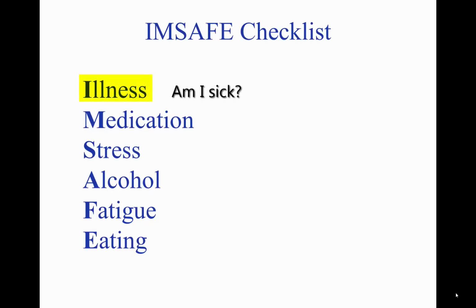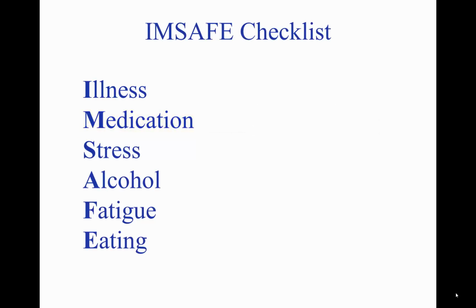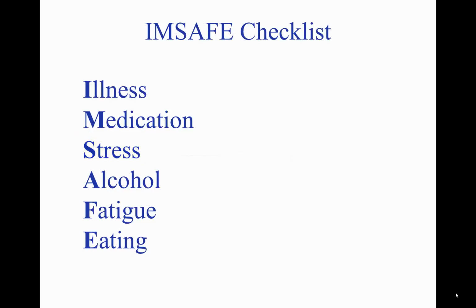Am I sick? Illness is an obvious pilot risk. Medication. Am I taking any medicines that might affect my judgment or make me drowsy? Stress. Am I under psychological pressure from the job? Do I have money, health, or family problems? Stress causes concentration and performance problems. While the regulations list medical conditions that require grounding, stress is not among them. The pilot should consider the effects of stress on performance.